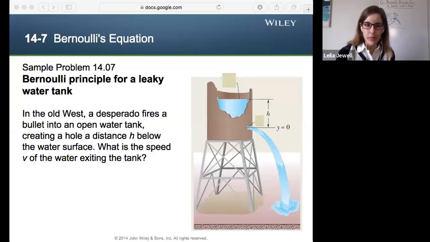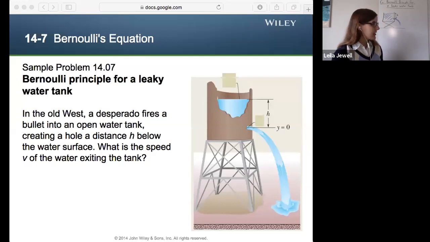Let's look at an example of the Bernoulli Principle, or Bernoulli's equation, in action with a leaky water tank. It says, in the Old West, a desperado fires a bullet into an open water tank, creating a hole a distance h below the water surface. What is the speed v of the water exiting the tank?